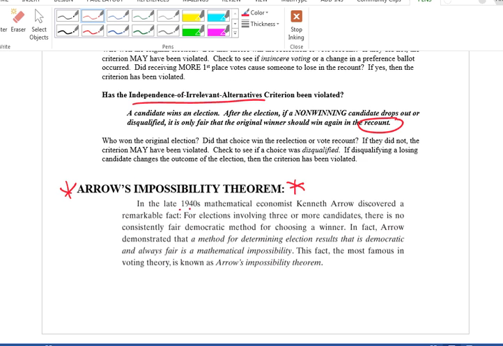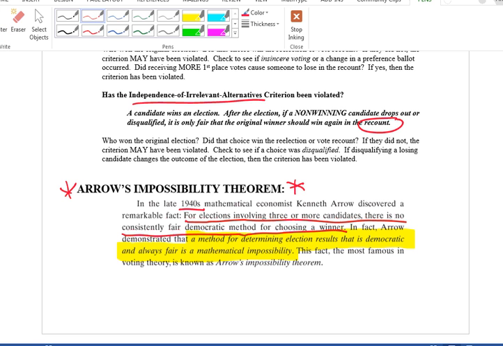All right, and last thing, Arrow's impossibility theorem. All right, so in the 1940s, remember this is modern math, last 100 years here, we have a mathematical economist, Kenneth Arrow, and he discovered something really cool. For elections involving 3 or more candidates, there is no consistently fair method for choosing a winner. In fact, Arrow demonstrated, and this is what you probably ought to put on your vocab sheet, that a method for determining election results that is democratic and always fair is a mathematical impossibility.